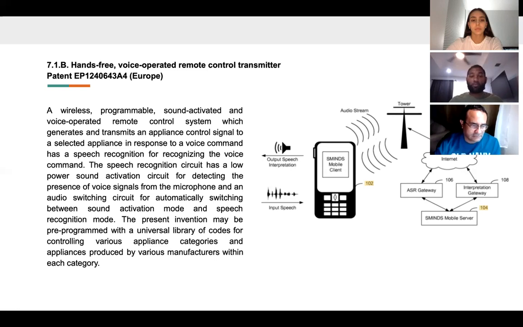The present invention may be pre-programmed with a universal library of codes for controlling various appliance categories and appliances produced by various manufacturers within each category. So this is using a cell phone, a little bit different. They have an external IoT device, a cell phone that will do all the API machine learning to take whatever the user has said and convert that signal to what they need it for. We're going to create a device that's all in one.